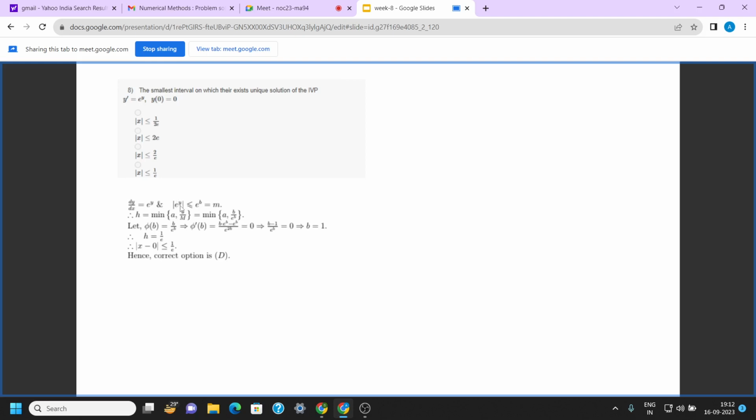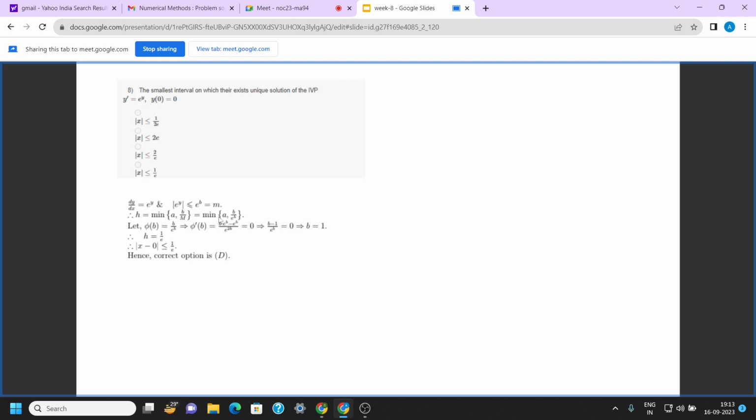So e power y is bounded by, since y is bounded by what? B. So modulus of e power y is bounded by e power b. So you have got m as e power b. Just substitute e power b in place of m. So here you will get h equal to the minimum of a comma b by m, as the minimum of a comma b by e to the power b.